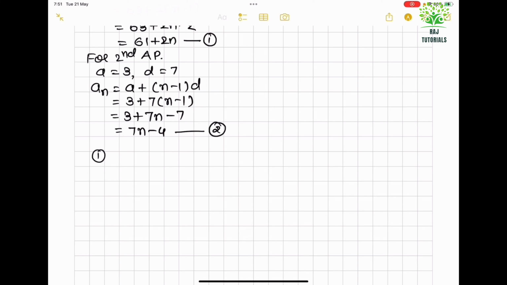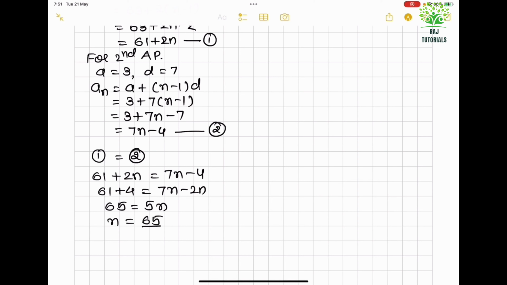But he is saying that 1 and 2 are equal for what value? So let us check. 61 plus 2n equal to 7n minus 4. Now like terms I am taking on one side. So 61 plus 4 equal to 7n minus 2n. So 65 equal to 5n. So n equal to 65 by 5. So therefore n equal to 13. So the 13th term is the one which is the same in both of them.